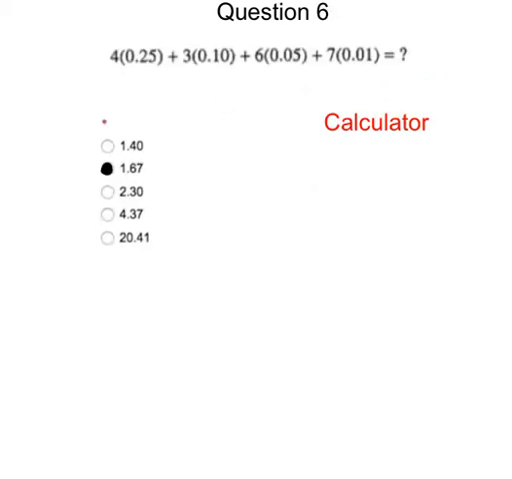Number 6 is calculator work. Don't be afraid to use a calculator. Go ahead and plug it in. Just be very careful that you watch your decimal places, your zeros, parentheses, anything else. I should get 1.67 no matter which way you do that.